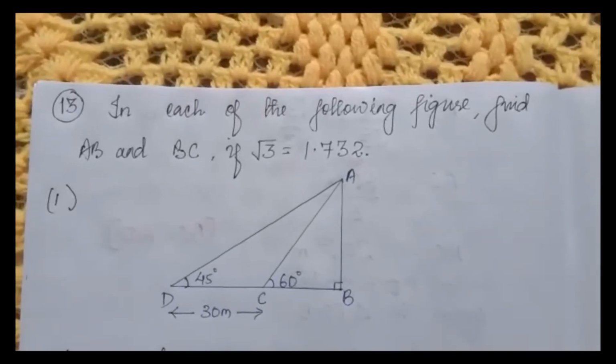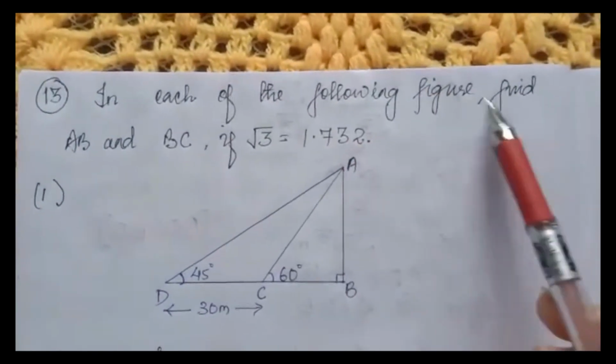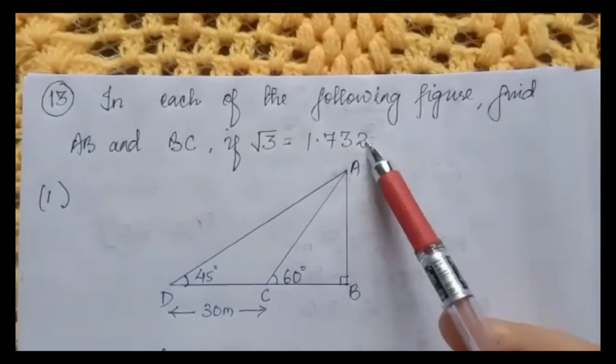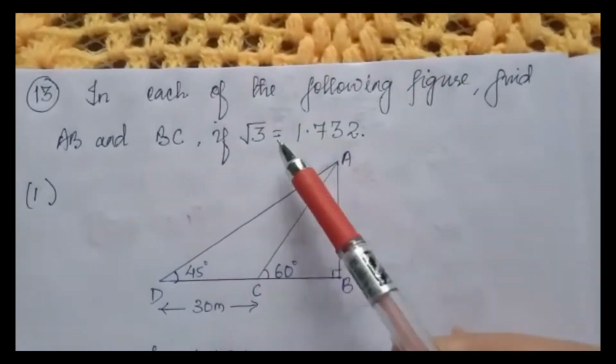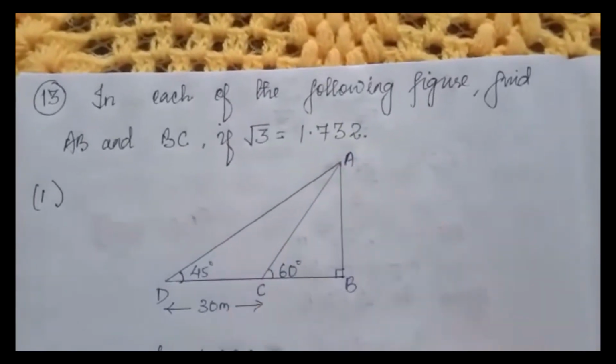Question number 13. In each of the following figures, find AB and BC if root 3 is 1.732. So in this question, you have to put the value of root 3 as 1.732. So here the diagram is given.